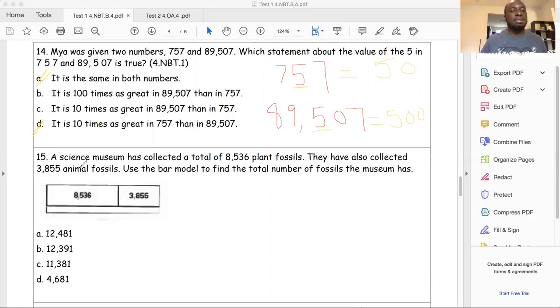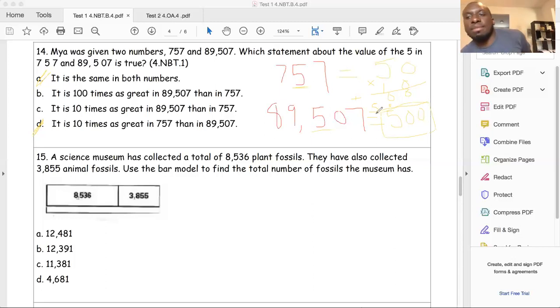However, B says it is 100 times as great in 89,507 than in 757. That is not true. If I multiply by 10, I get 0, 0, 0, 5. If I add that up, I get 500. Yes, I will get this amount.